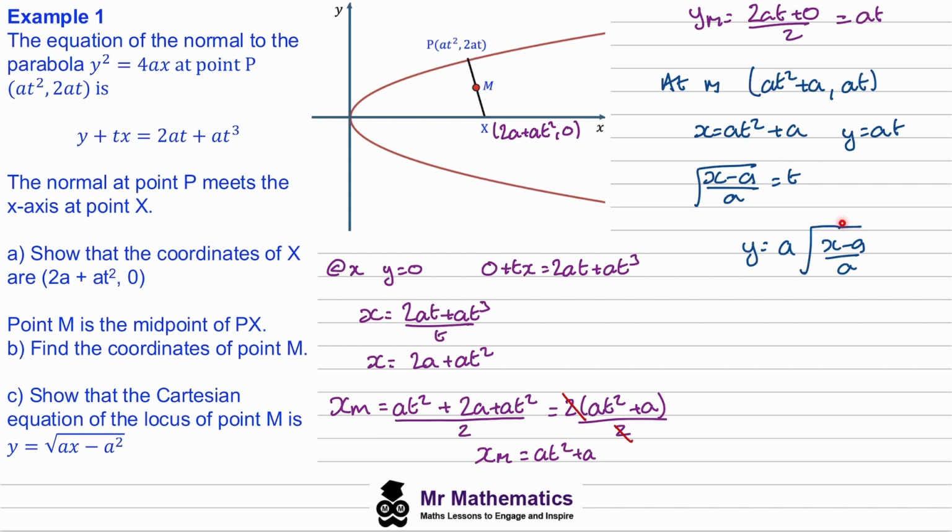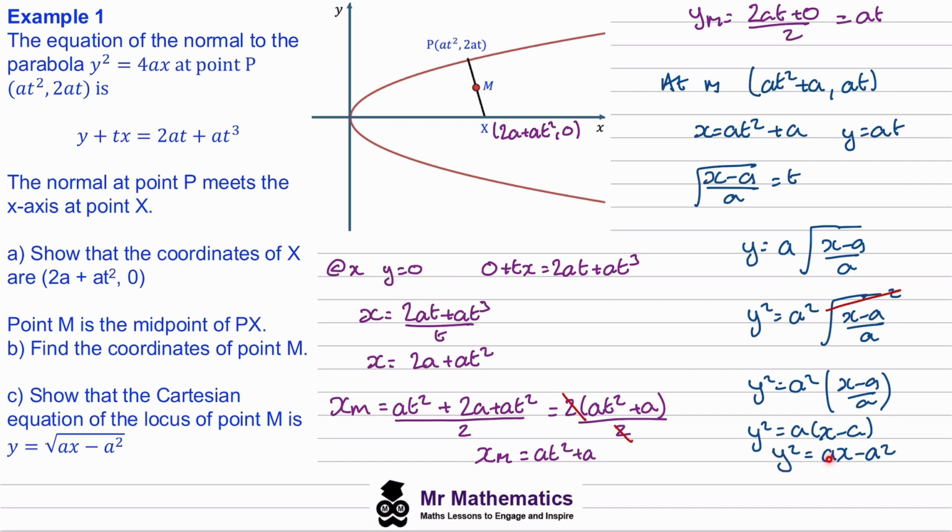We can cancel out this square root by squaring every term. The square and the square root will cancel. So y squared will equal a squared times (x minus a) over a. We can see the square and this will cancel. So y squared will equal a lots of (x minus a). We'll expand out the bracket and then take the square root of both sides. And this is what we were asked to show here.